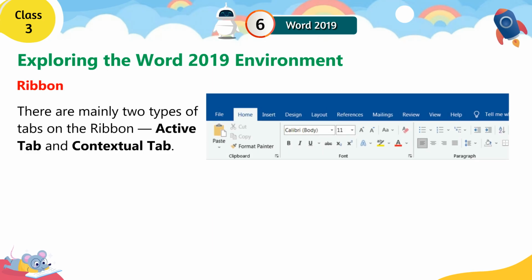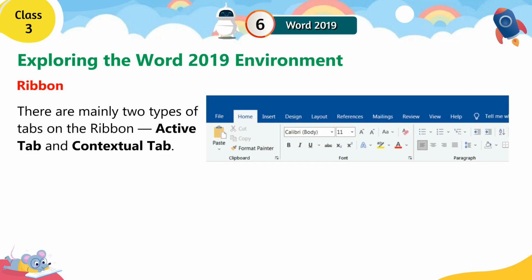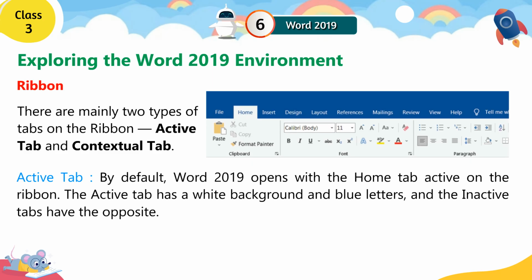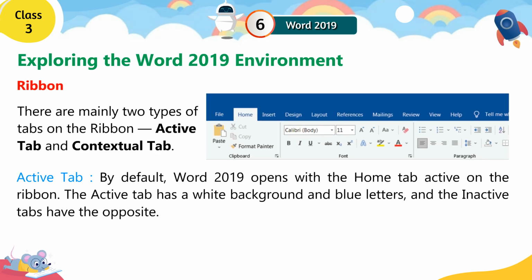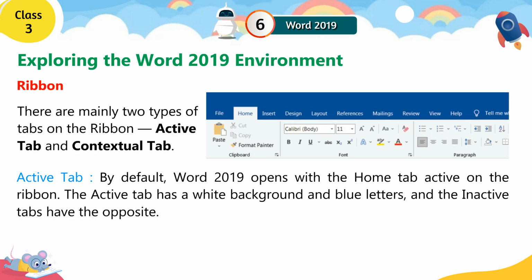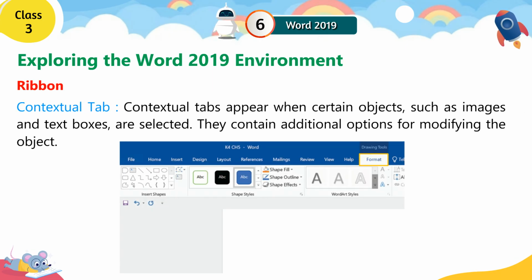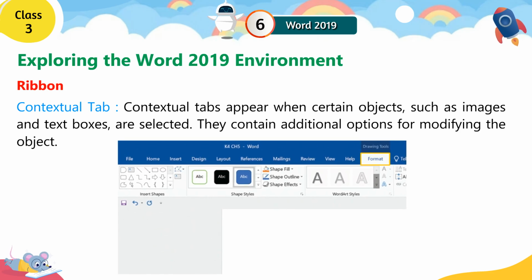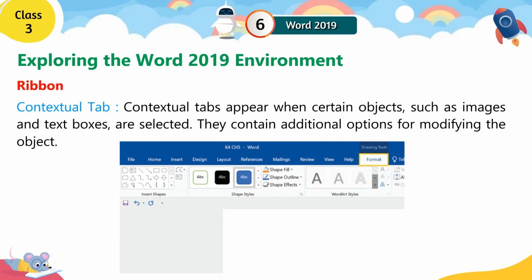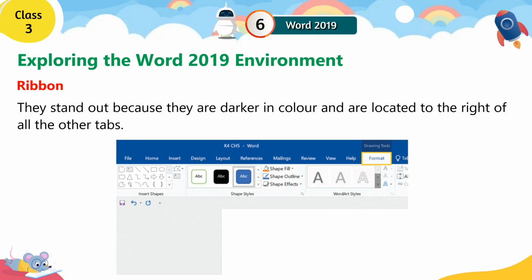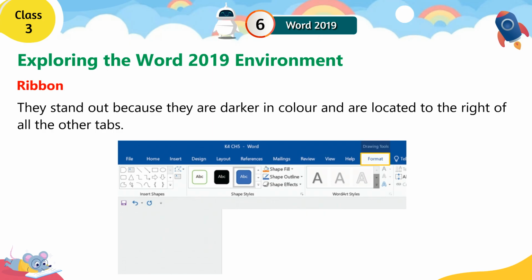There are mainly two types of tabs on the ribbon, Active tab and Contextual tab. Active tab. By default, Word 2019 opens with the Home tab active on the ribbon. The Active tab has a white background and blue letters, and the Inactive tabs have the opposite. Contextual tab. Contextual tabs appear when certain objects, such as images and text boxes, are selected. They contain additional options for modifying the object. They stand out because they are darker in color and are located to the right of all the other tabs.